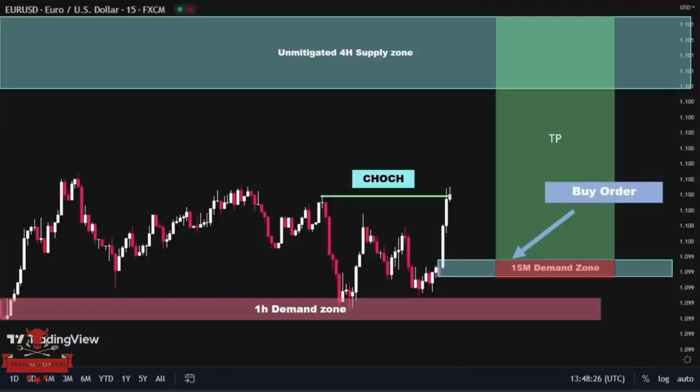As for the take profit, I will aim for the 4-hour supply zone. This way, we have a clear plan of action with defined entry, exit, and risk management levels.